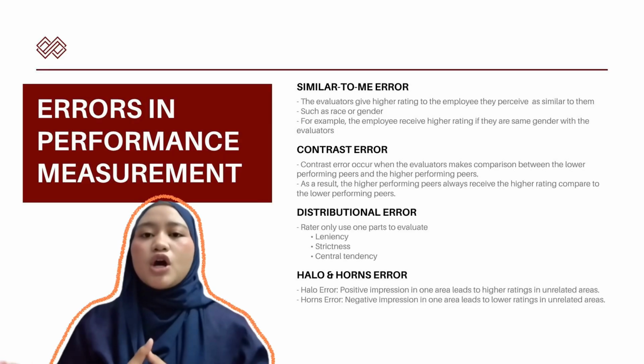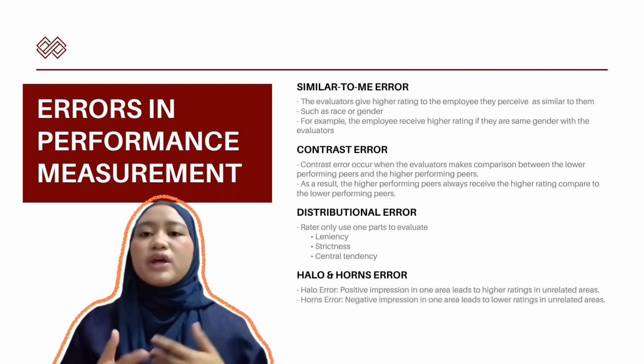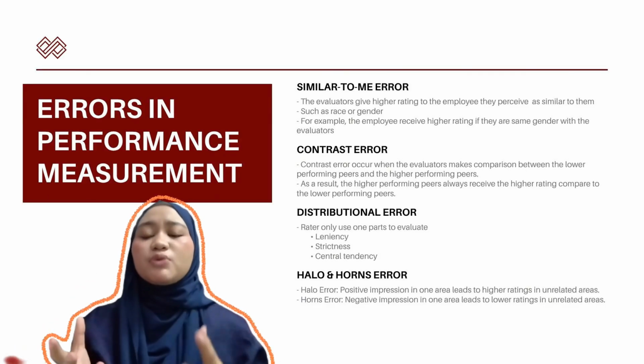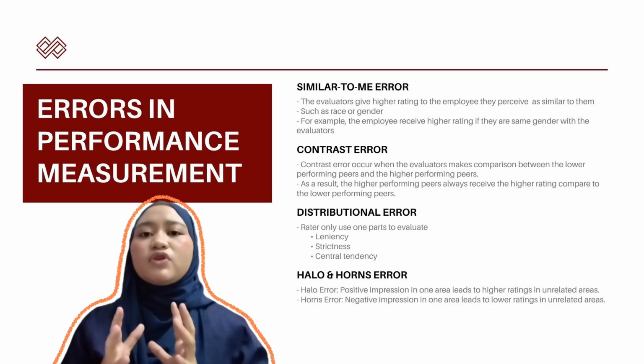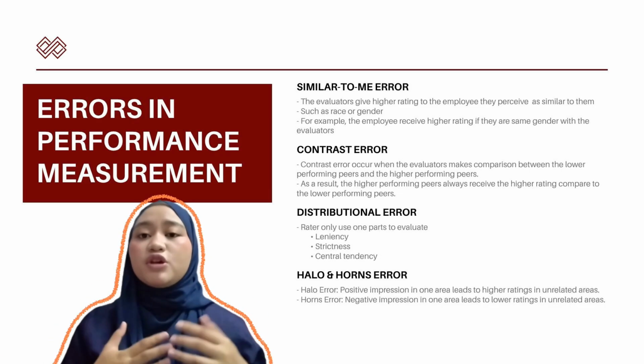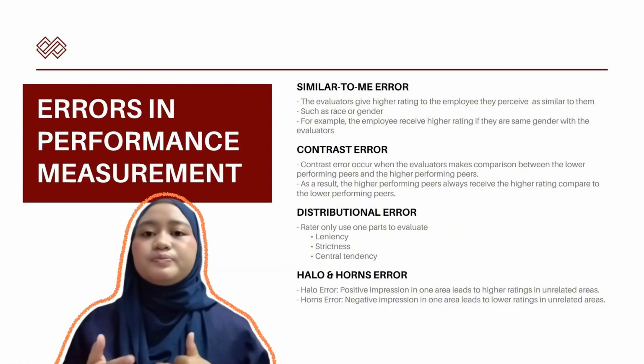Next, contrast error. Contrast errors occur when the evaluators compare the performance between the lower performing peers and the higher performing peers. As a result, the lower performing peers will always receive a lower rating, while the higher performing peers always receive the higher rating.